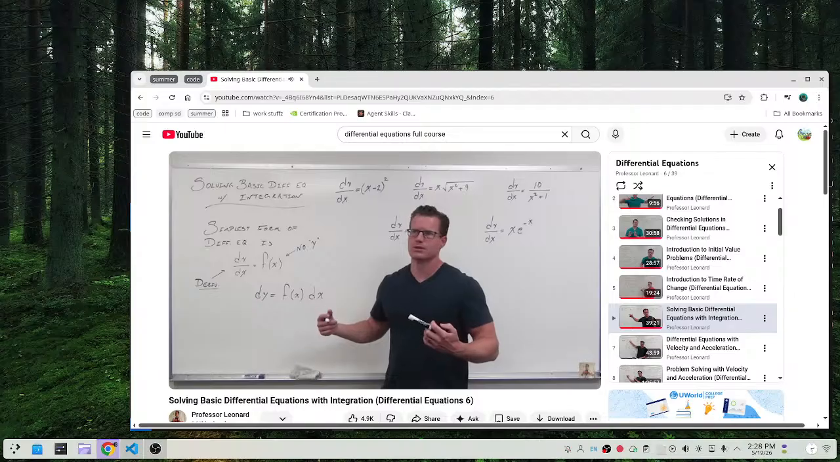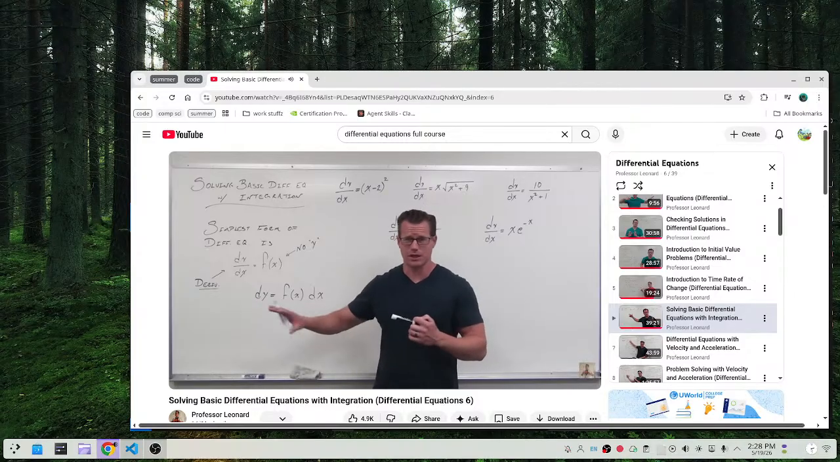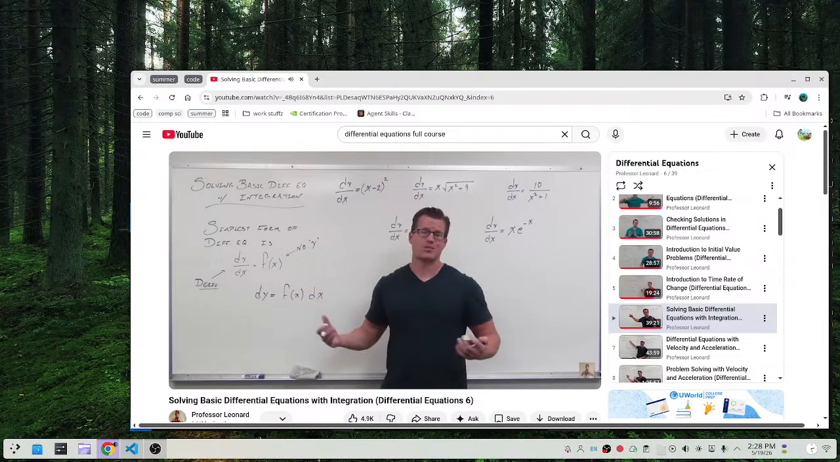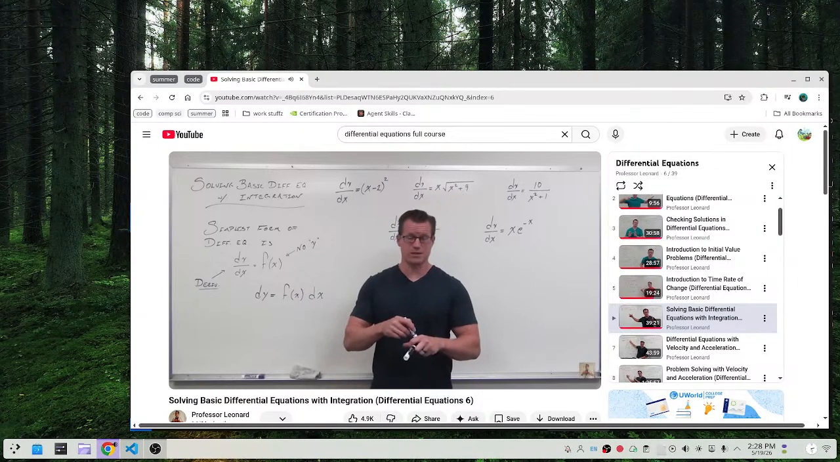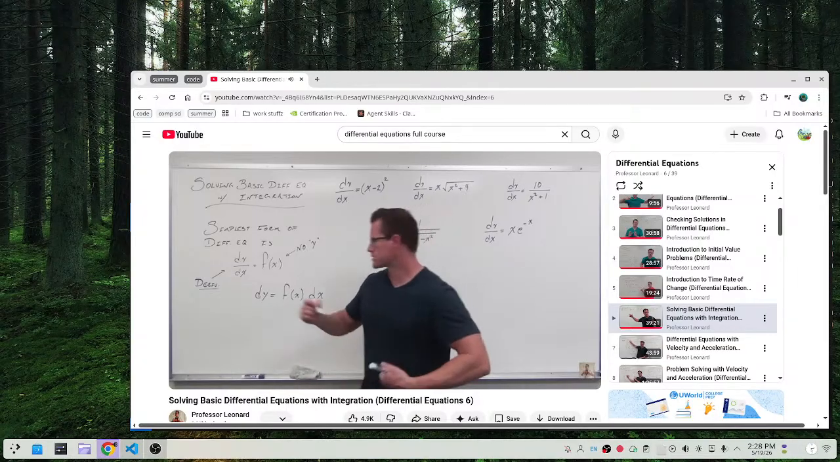So we're going to talk about differential forms of differential equations much later, but we need to know that we can move around dy and dx's. We can separate those things. Now, because we have this idea of an equation, you can do whatever you want to an equation as long as you do it to both sides. We can actually take an integral of both sides.